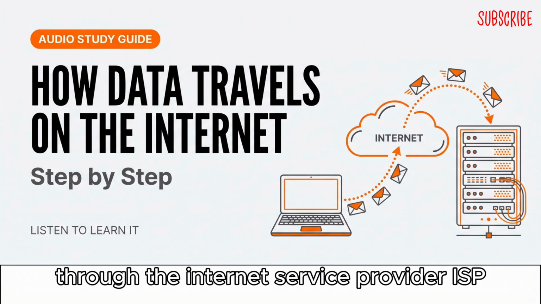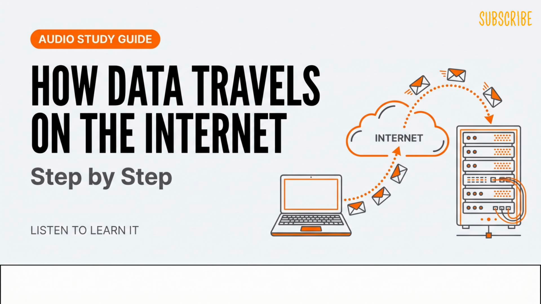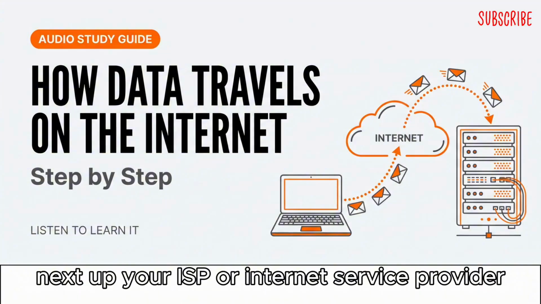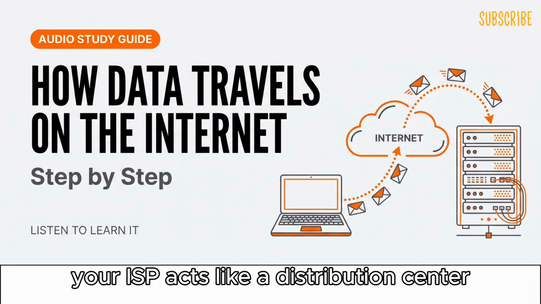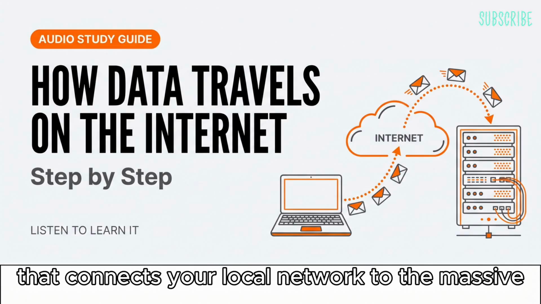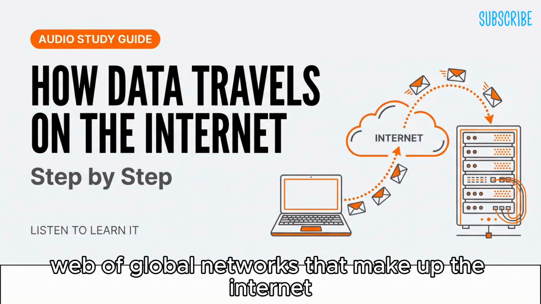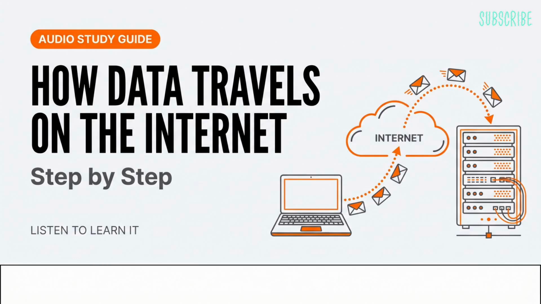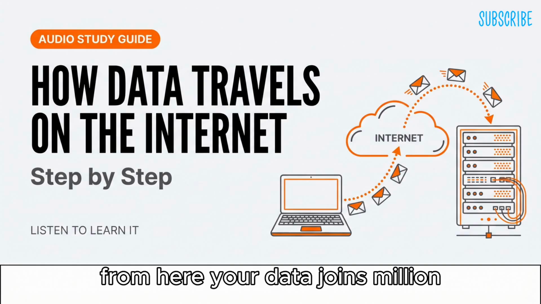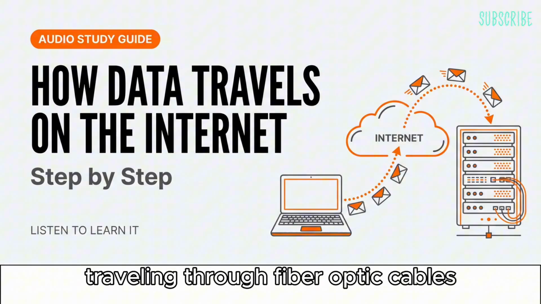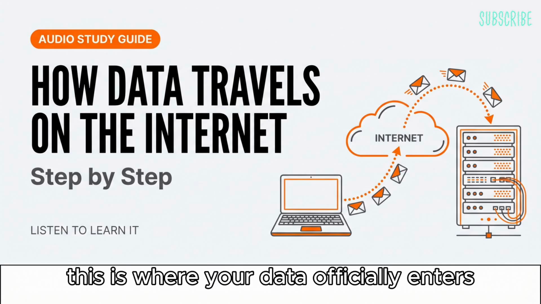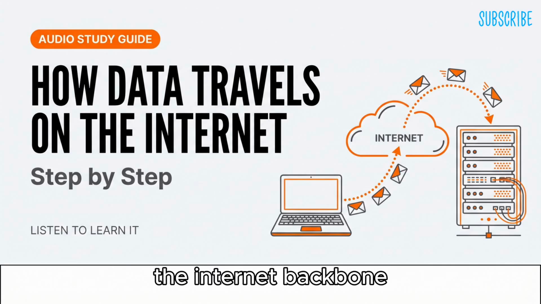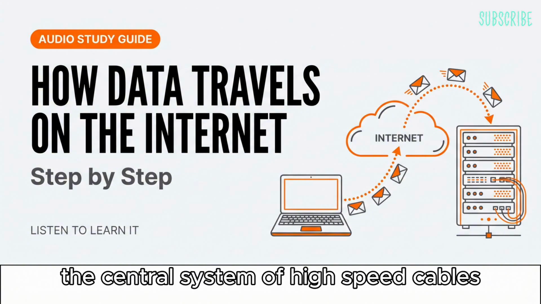Through the internet service provider, ISP. Next stop, your ISP or internet service provider. Companies like Verizon, BT, Vodafone, or KPN. Your ISP acts like a distribution center that connects your local network to the massive web of global networks that make up the internet. From here, your data joins millions of other packets traveling through fiber optic cables, cell towers, and satellite links. This is where your data officially enters the internet backbone, the central system of high-speed cables connecting the entire world.